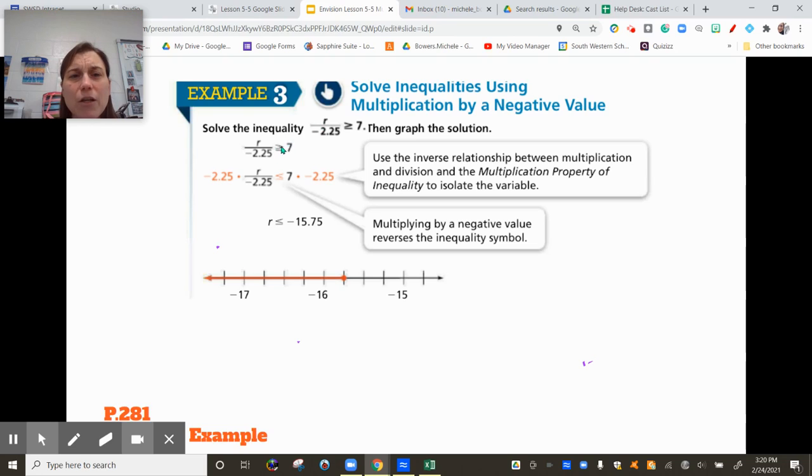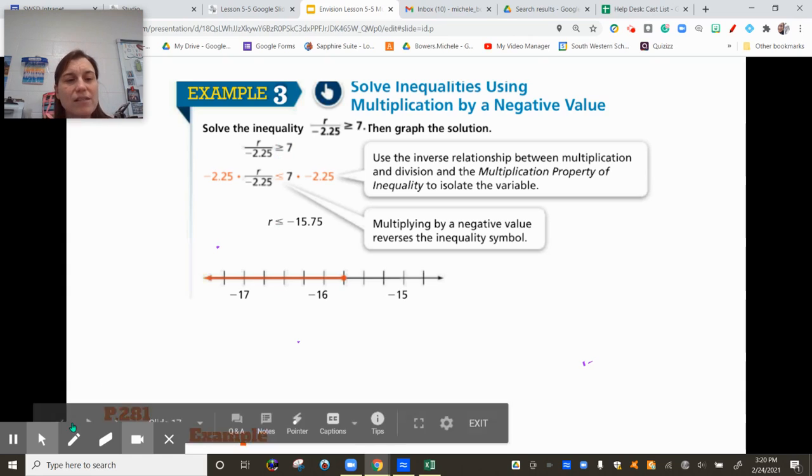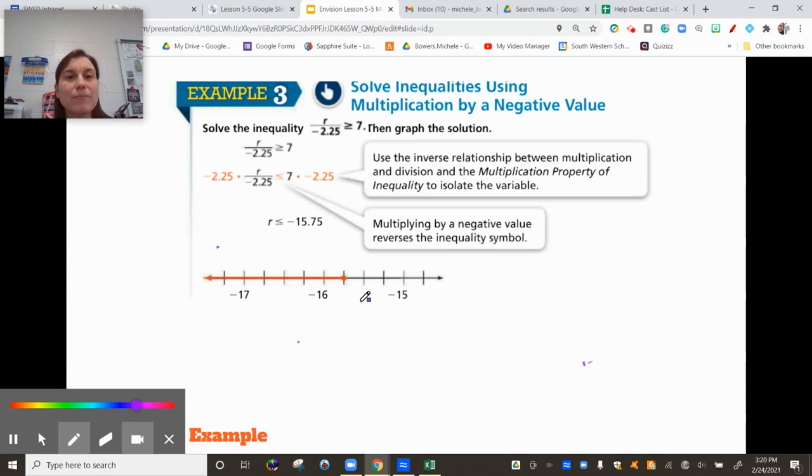But notice how this inequality used to be a greater than symbol and now it's flipped around. Well, why? Let's try something that actually is greater than.